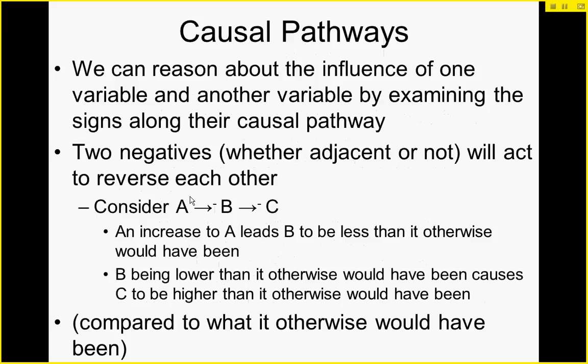If I increase A, it leads B to be lower than otherwise would have been. How will that influence the value of C? It'll tend to be higher. So in net terms, increasing A will tend to ripple through and end up increasing C compared to what it otherwise would have been, right? This is key because we're going to get to a situation where A and C end up being the same. There's a loop, okay?